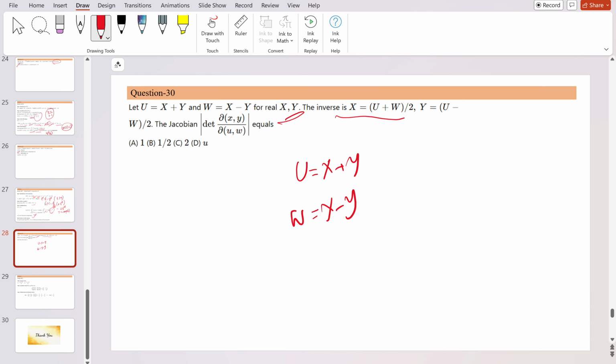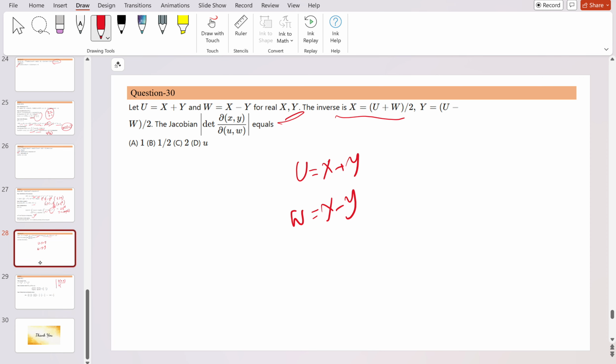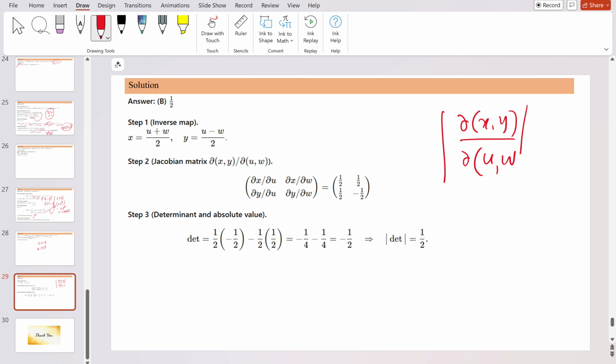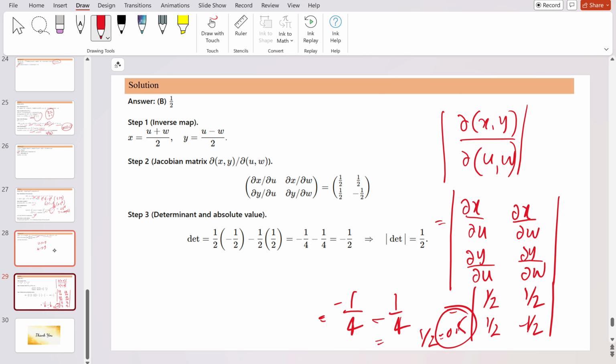So that is simply equal to del(X, Y) by del(U, W), which is simply equal to the matrix: del X by del U, del X by del W, del Y by del U, del Y by del W. When you solve it, it will come out to be half, half, half, minus half. Try to find the determinant. That is equal to minus 1 by 4 minus 1 by 4. Take the mod, and it will simply be equal to 1 by 2, that is 0.5. That is the correct answer.